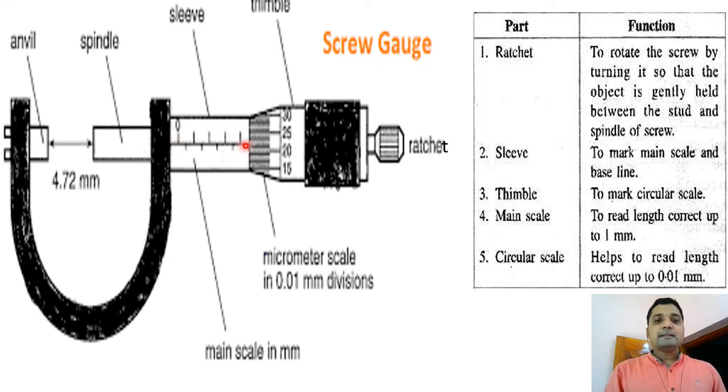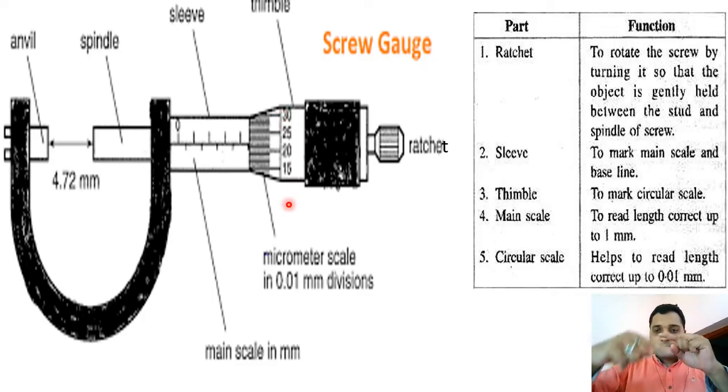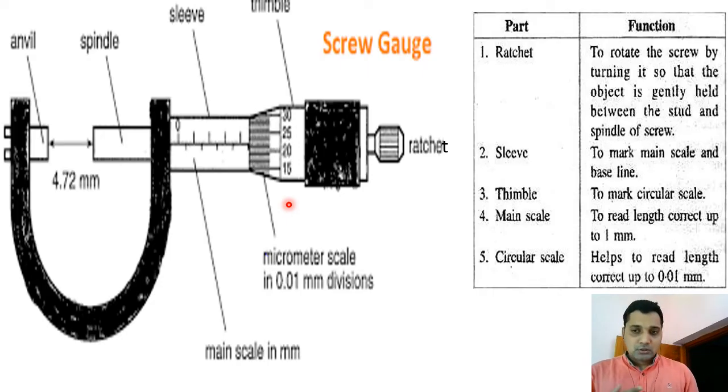This line is called the baseline, and some lines and numbers here are called the main scale of a screw gauge. Here you can see some numbers in a circular way, in a circle, that is called the circular scale. Most of the time, circular scales have 100 readings or 100 lines. Some screw gauges have 50 lines. And depending upon the circular scale divisions or lines, we get the LC.